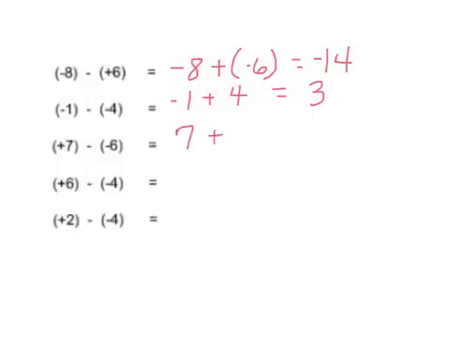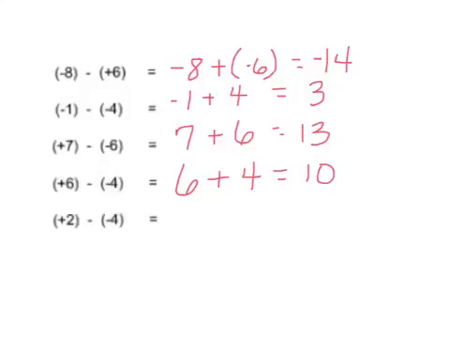7 stays the same. Change it to a plus. Switch the sign of the second number. 7 plus 6 is 13. Keep the 6 the same. Change the minus to a plus. Change the sign of the second number. 6 plus 4 is 10.